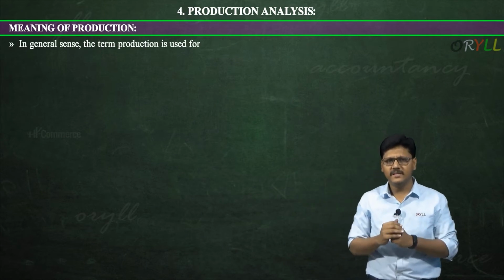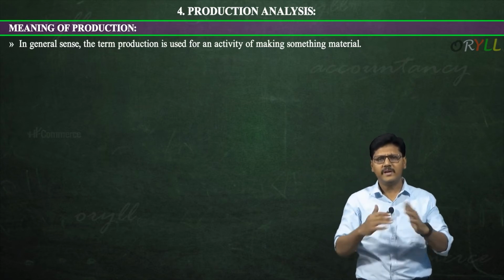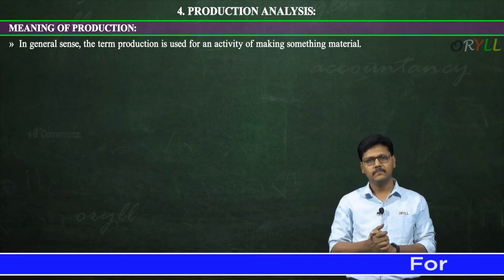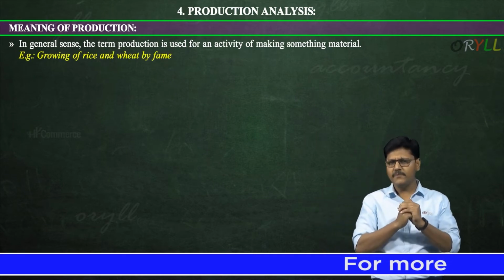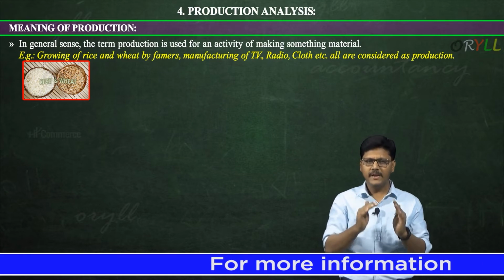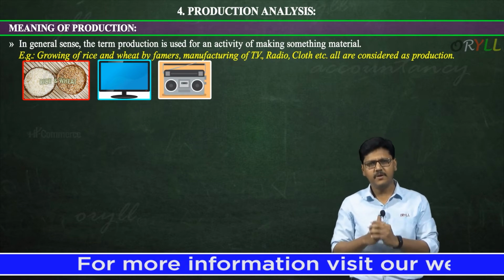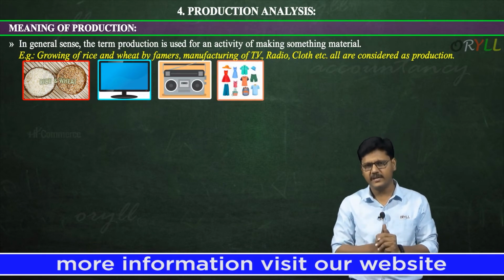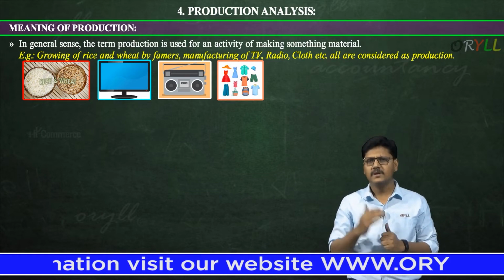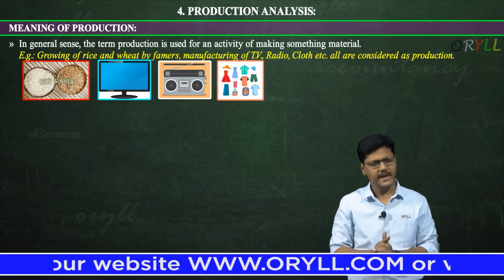In the general sense, the term production is used for an activity of making something material. Whatever activity of making something is considered as production. For example, growing of rice and wheat by farmers is a production activity. Manufacturing of TV is also a production activity. Making of radio, production activity. Making of cloth, production activity. Production of rice, wheat by farmers, manufacturing of TV, radio, cloth, all are considered as production activity.